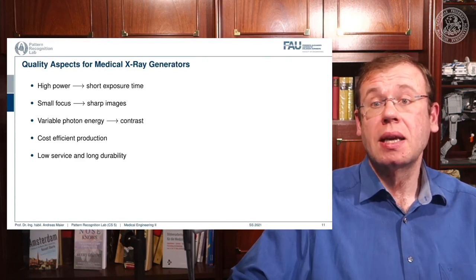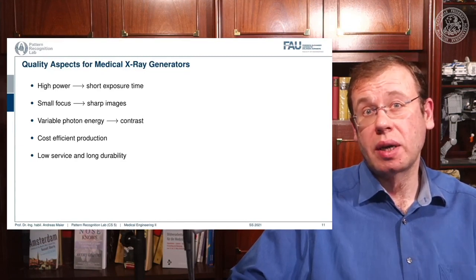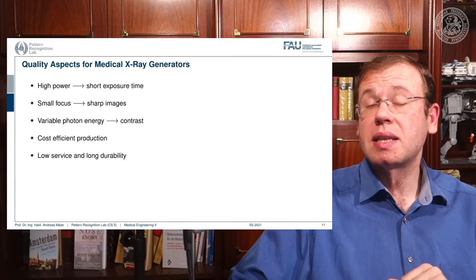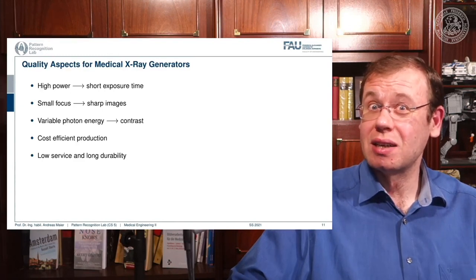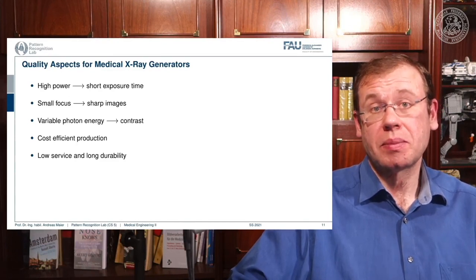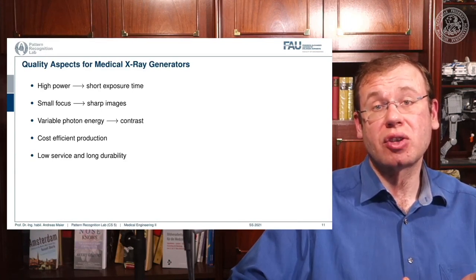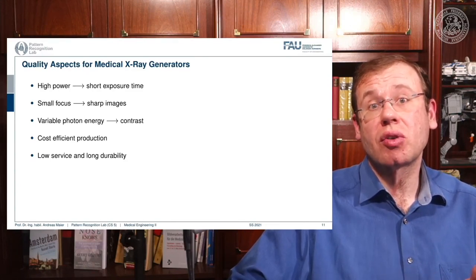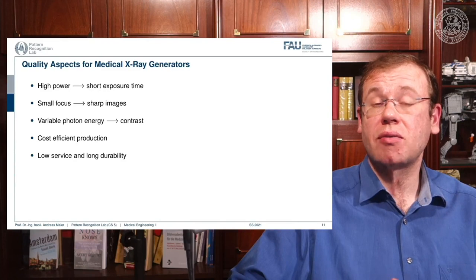Then there is also a variable photon energy, and the photon energy determines the contrast. If they have lower energy, they are more likely to be absorbed, but then you can also get much better soft tissue contrast. If they have high energies, they're not as likely to be absorbed, and then you only get contrast in very dense tissues such as bones. So there's a trade-off with that as well. And then of course you want to have a cost-efficient production for the source, and you want them to be long in service and have a long durability. This is also why many different layouts of these X-ray sources have been explored.